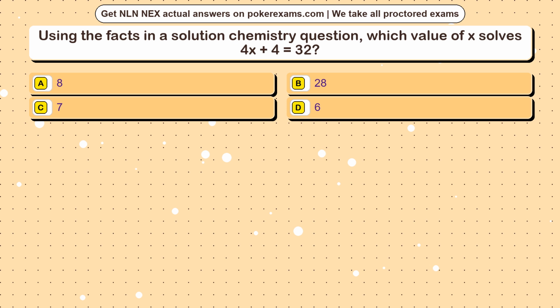Using the facts in a solution chemistry question, which value of x solves for 4x plus 4 equals 32? Option A, 8. Option B, 28. Option C, 7. Option D, 6.